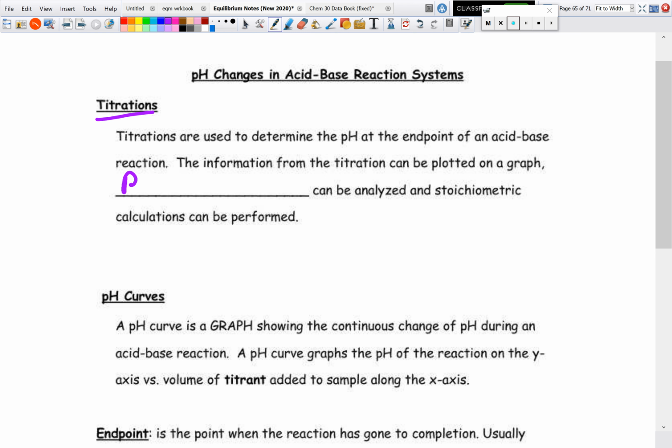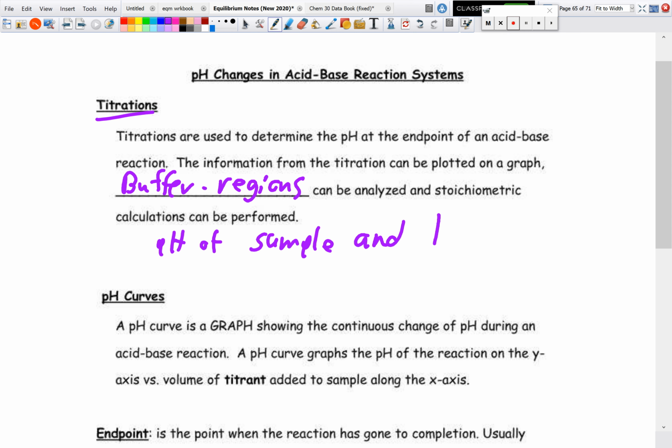We can look for buffer regions, which can be analyzed, stoichiometric calculations can be performed, and the pH of the sample and titrant can be found as well. So that is a bunch of information that we can pull from acid-base titration graphs.